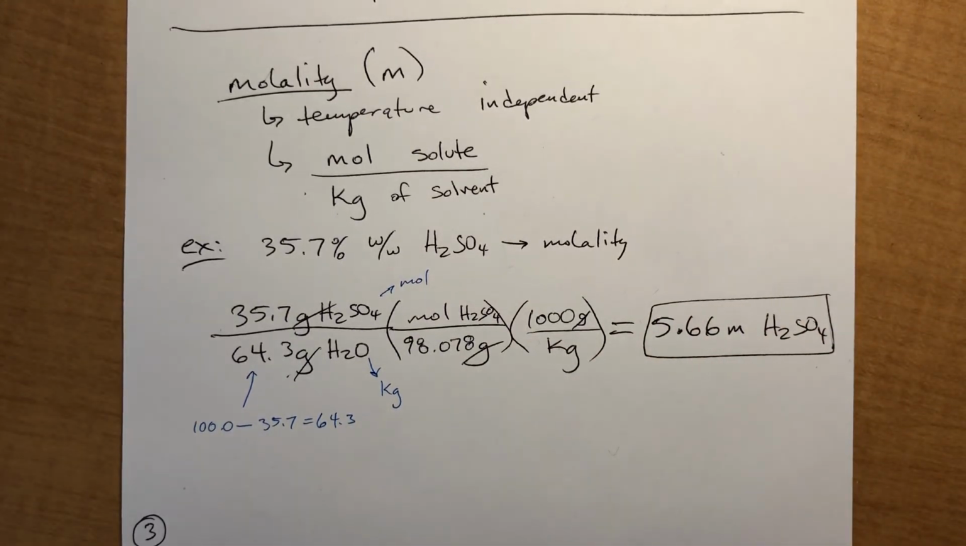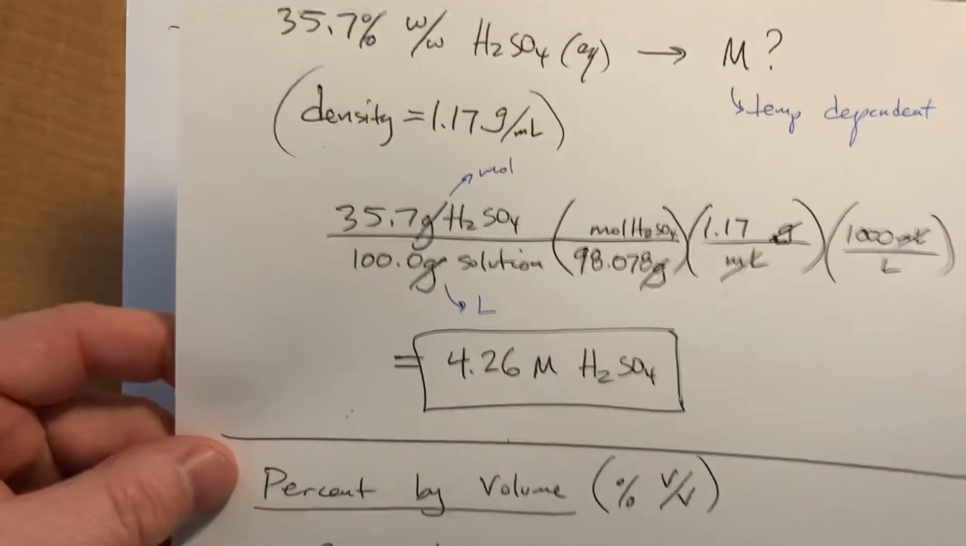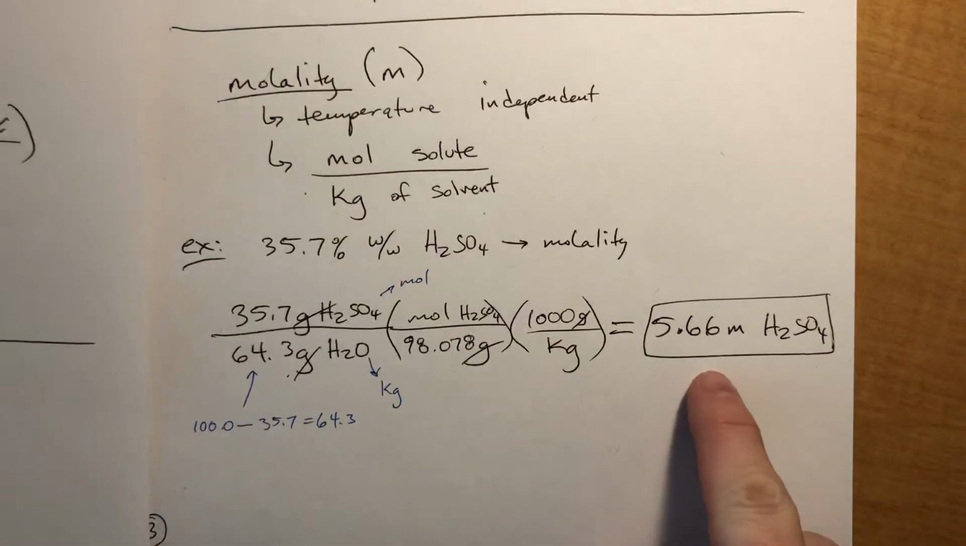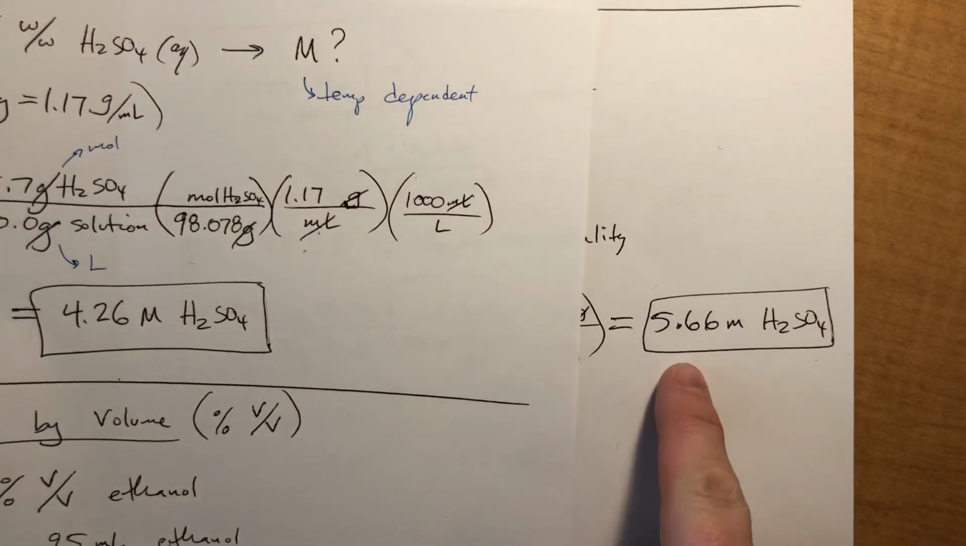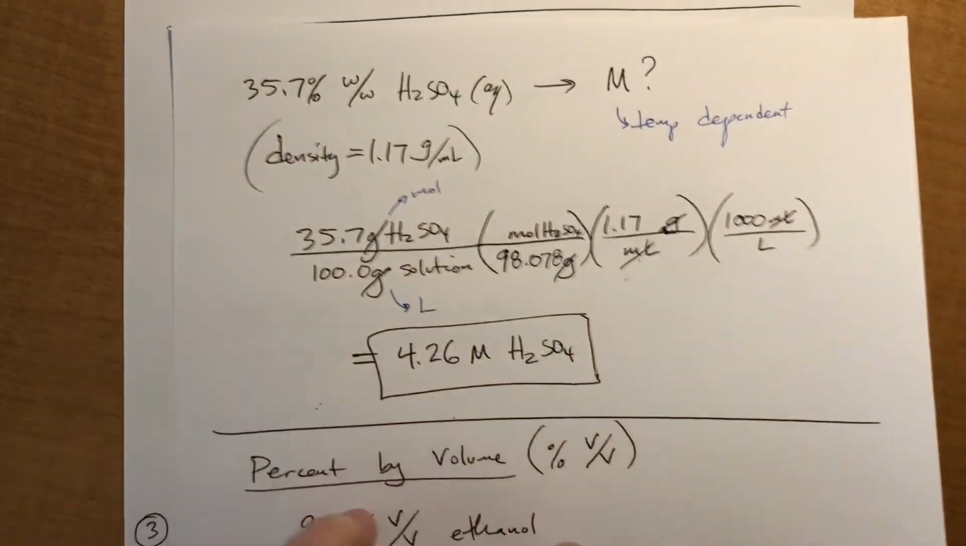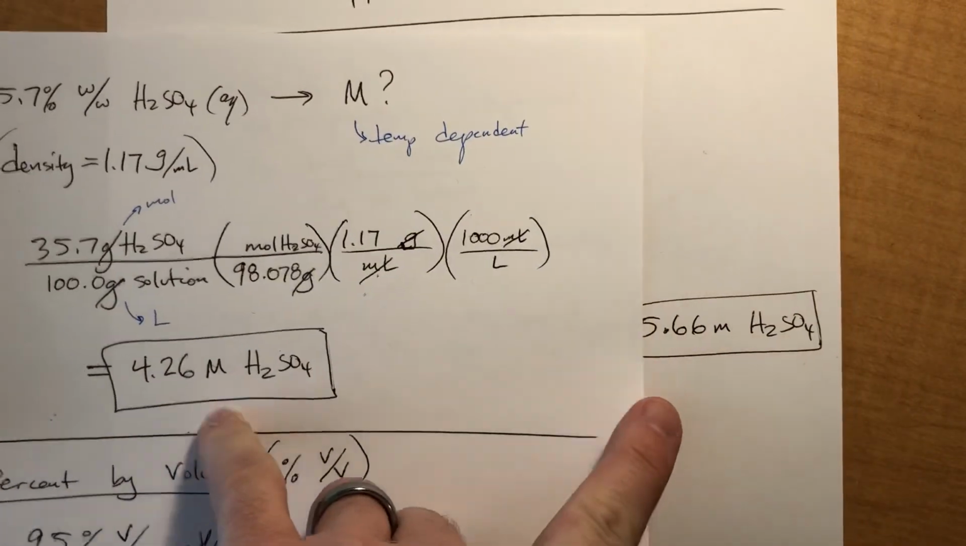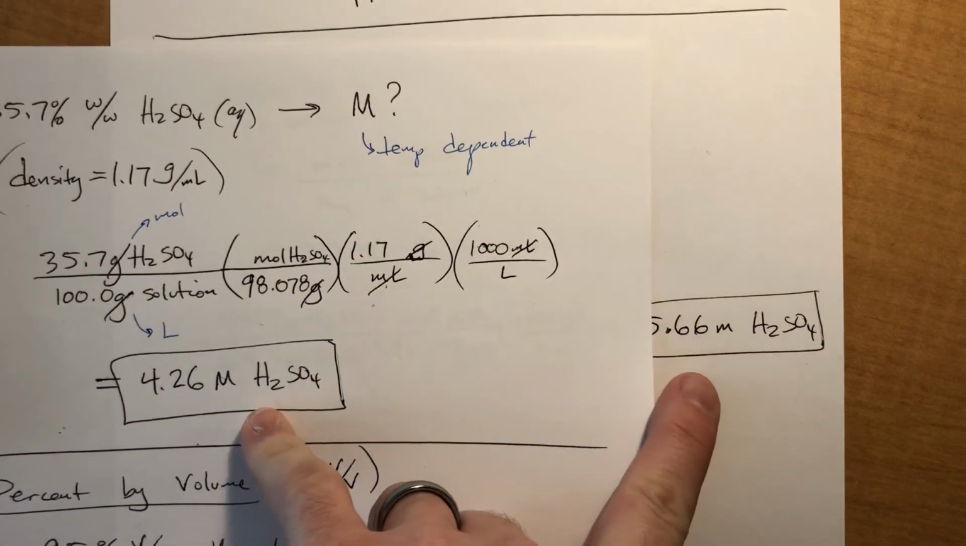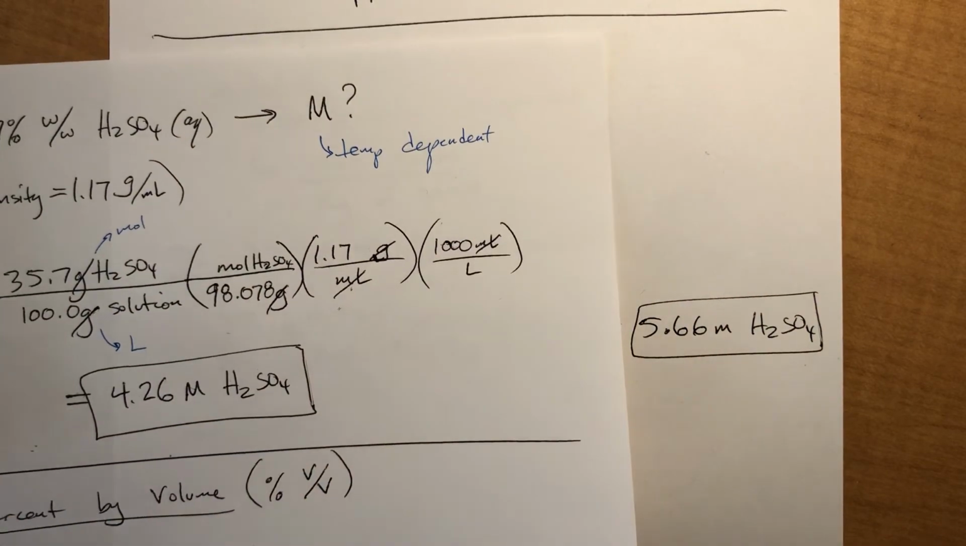So we saw on the other problem where we were solving for molarity that this came out to 4.26, and this is 5.66. They are not going to be exactly the same. Honestly, what I will tell you is the lower the percentage is, the closer these two numbers are going to be. 35.7 is a pretty high percent, so these numbers are pretty different.